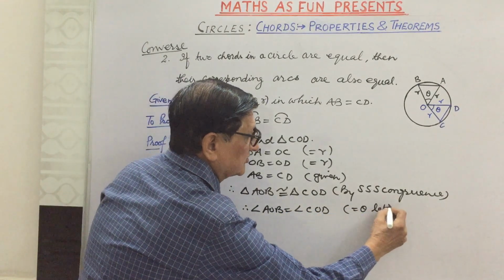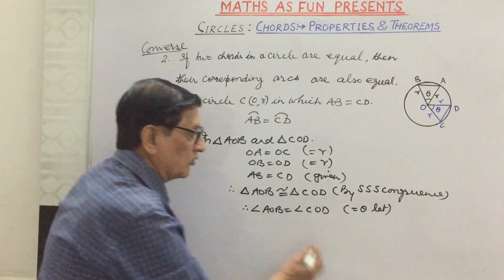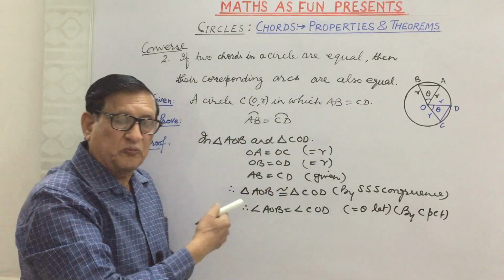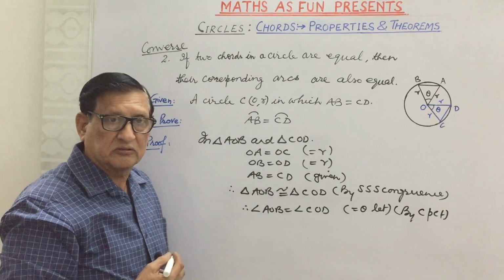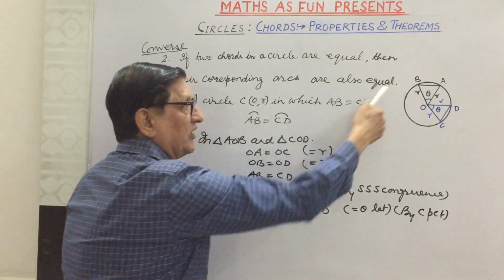Suppose each is theta. Here I have already written theta. By what are they equal? By CPCT, corresponding parts of congruent triangles. And what is angle AOB? This is the measure of arc AB.